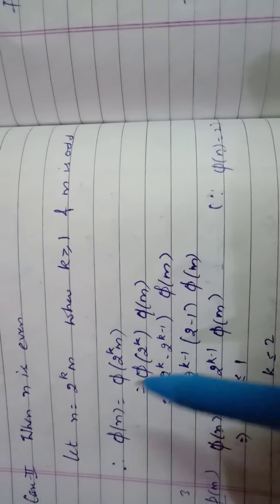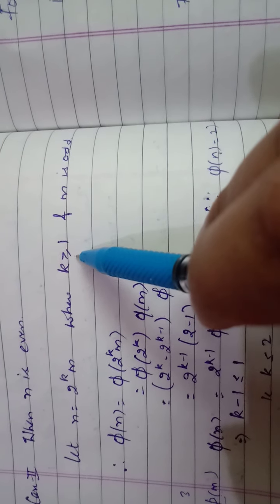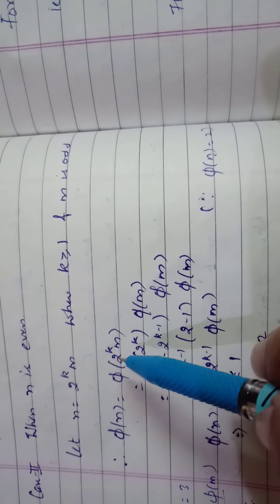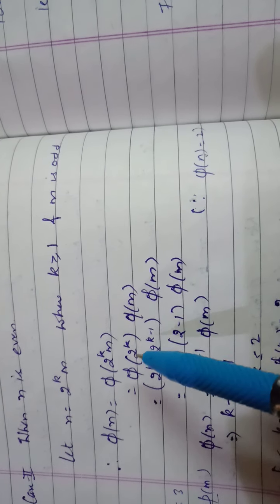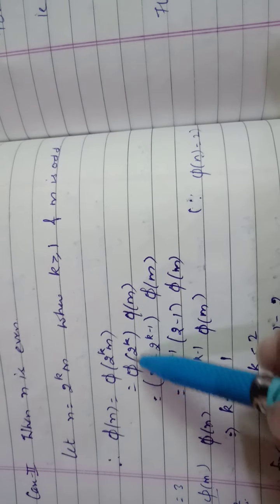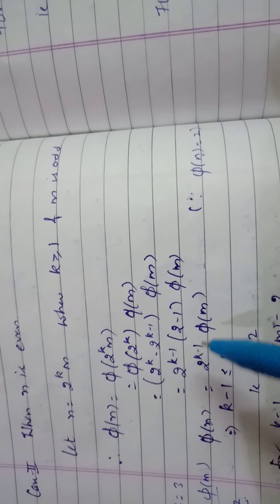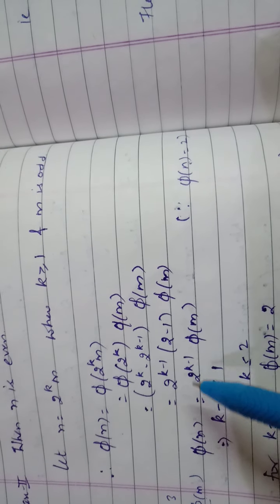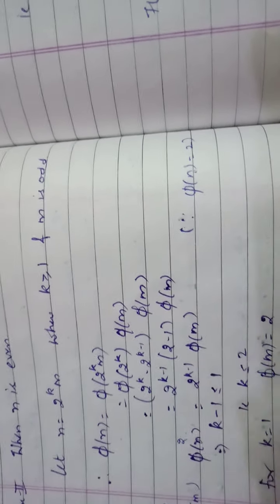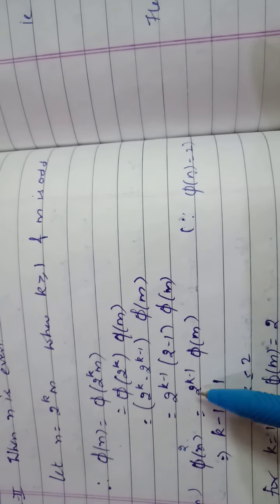When n is even, we can write n as 2^k times m, where k is greater than or equal to 1 and m is odd. Therefore phi(n) will be phi(2^k m), which can be written as phi(2^k) times phi(m), as phi is a multiplicative function. Phi(2^k) is 2^k minus 2^(k-1). On simplifying, we have phi(n) = 2^(k-1) times phi(m). Now phi(n) is equal to 2, it is given.